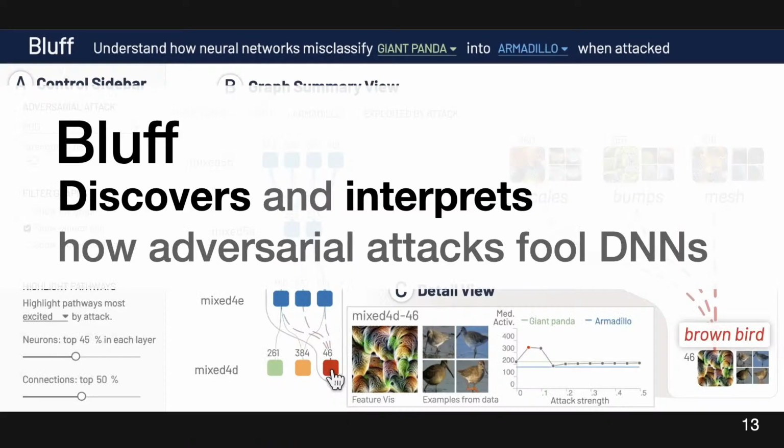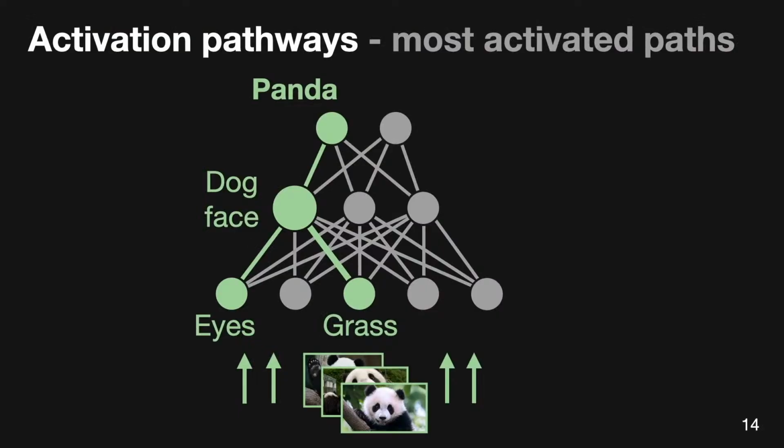We present Bluff, an interactive visualization tool for discovering and interpreting how adversarial attacks mislead DNNs into making incorrect predictions. Our main idea is to visualize activation pathways within a DNN traversed by the signals of input data. For given input data, an activation pathway consists of neurons that are highly activated and the most influential paths. Activation pathways represent what features are detected and how those features are related to contribute to the final prediction.